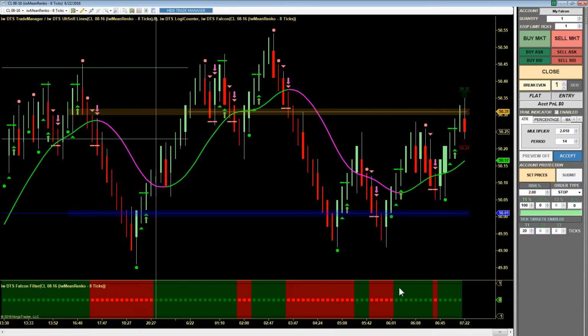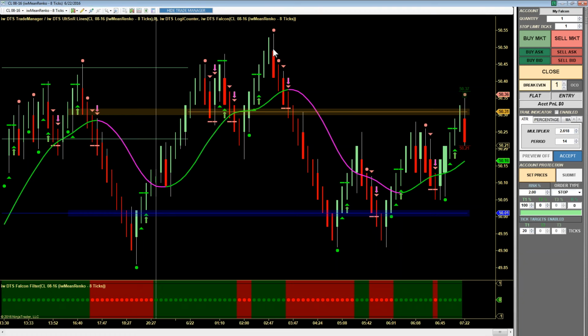So here's crude oil on the Falcon. You can choose any of the tools. I tend to go for the Falcon for this type of trade scenario. Crude inventory is coming out in about 7-8 minutes time, and normally it's pretty influential on the crude oil market, whether it's going to go higher or lower from here.